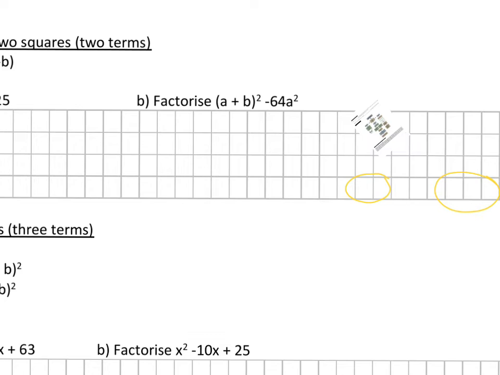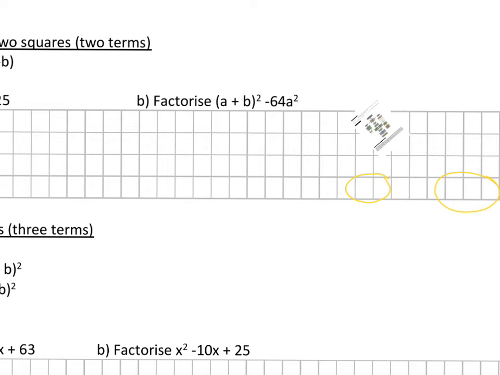So I can rewrite this as a plus b all squared take 8a squared. Just like that. Now I have to put the 8a in brackets because that whole thing is squared. I'm going to square the a, and I'm going to square the a. And now I have difference of two squares.